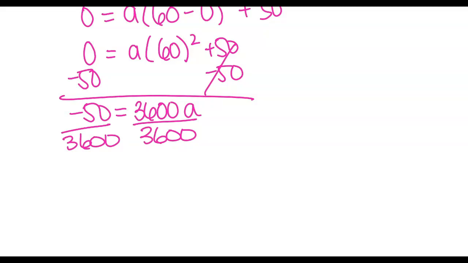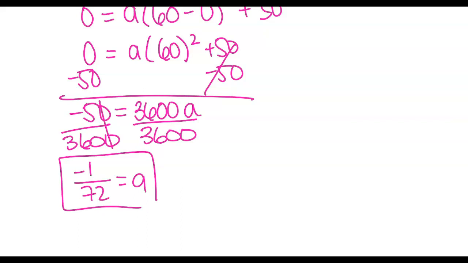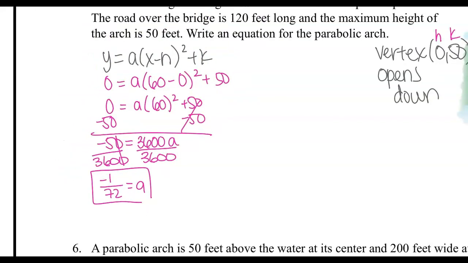All right, so let me look at my calculator. If I was to divide this, zeros will cancel. 50 over 3600, when you rewrite this as a fraction, is going to be negative 1 over 72. That's your a value. Okay, with all that talk about that parabola, let me read the question again.